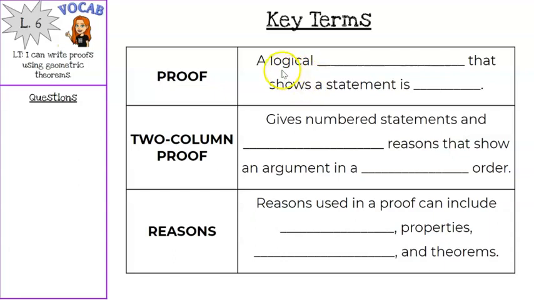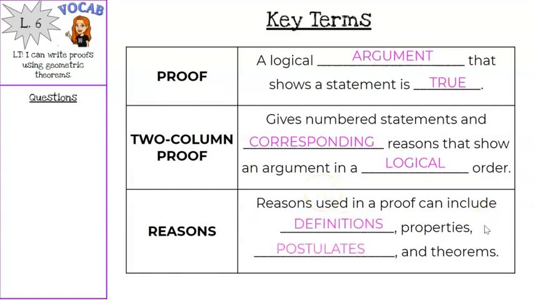First off, some vocab. A proof is a logical argument that shows a statement is true. A two-column proof gives numbered statements and corresponding reasons that show an argument in a logical order. The reasons that we can use in our proof can include definitions, properties, postulates, and theorems. So a proof is just a logical way of explaining why the math that we do is valid, is true, and why it works.